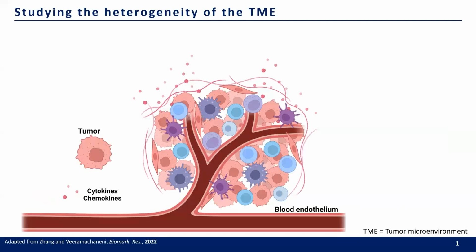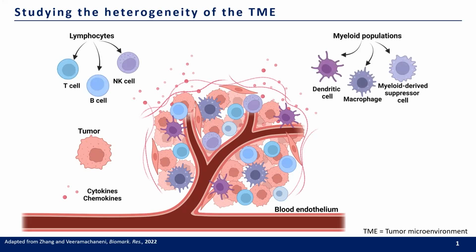Multispectral imaging can be widely used in studying the tumor microenvironment, which is a very complex multicellular ecosystem consisting of not only tumor cells, but also lymphocytes, such as the T cells, the B cells, and NK cells, myeloid cells, such as the myeloid-derived suppressor cells, macrophages, and dendritic cells, and the cancer-associated fibroblasts, to name only a few.